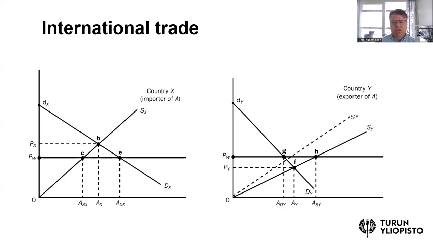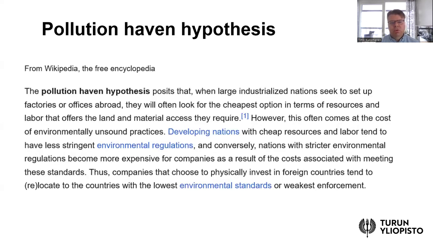And this kind of situation is commonly referred to as the pollution haven hypothesis. So if, for example, in developing countries there are less stringent environmental regulations, then companies might have an incentive to move production to these cheaper countries. And this leads to a sort of exporting of the production-related emissions to this kind of pollution haven.